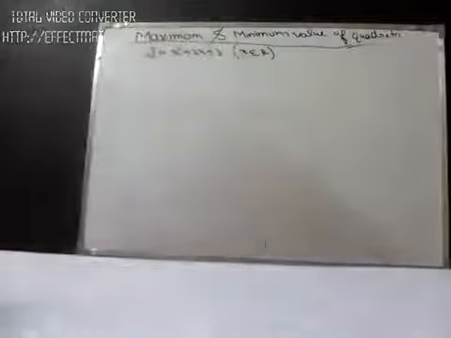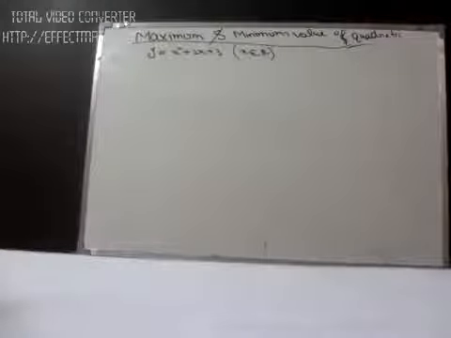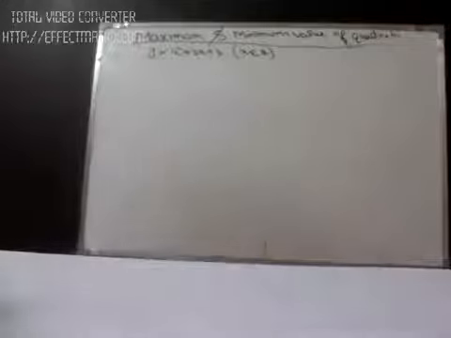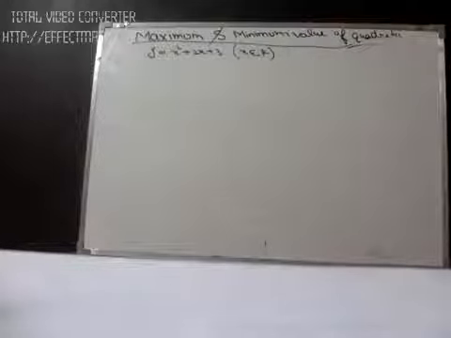X is real means when we form a quadratic in x, then D will be greater than or equal to 0. Because we have three conditions in D. When D is greater than 0, roots are real and unequal. When D is equal to 0, roots are real and equal. When D is less than 0, roots are complex. So we have two conditions when x is real, when D is greater than 0 or D equal to 0. So D is greater than or equal to 0.